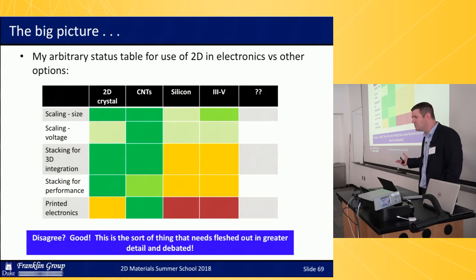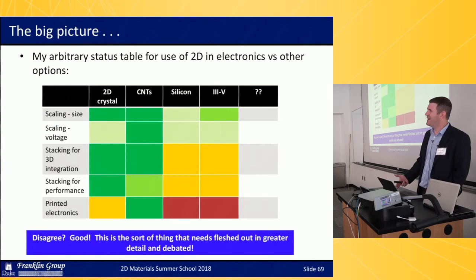We're already smothered with journals. We're already smothered with papers. Why don't we try to trim a little bit and be more honest about how we benchmark things? So I put this little table together to say, hey, here's materials, here's things that I talked about. Do you disagree? Fantastic. That's great.